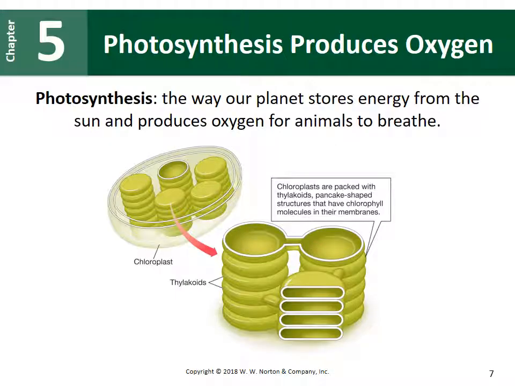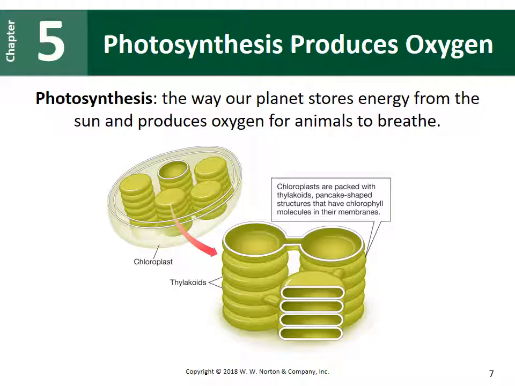So we're going to be looking at photosynthesis first. So photosynthesis, this is a metabolic pathway. It's the way that our planet stores energy from the sun. During photosynthesis, oxygen is also produced that we can use for cellular respiration. This is also the oxygen that we require, that we breathe in, and then we breathe out carbon dioxide.